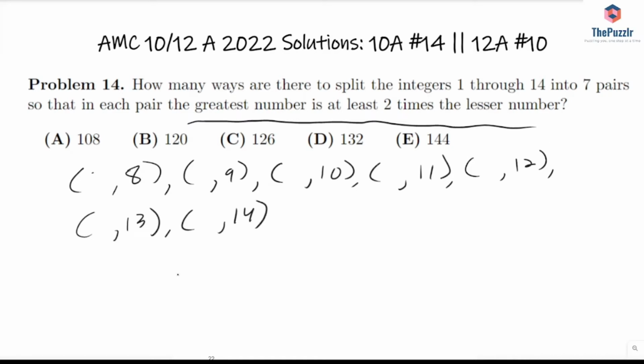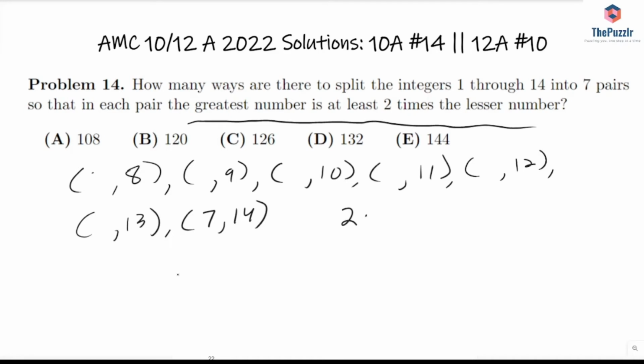Okay, so now the only number that's at least 2 times 7 is 14, since 2 times 7 is 14, so 7 goes with the 14. What about the 6? The 6 can either go with the 12 or the 13, so it has two choices for where it can go.